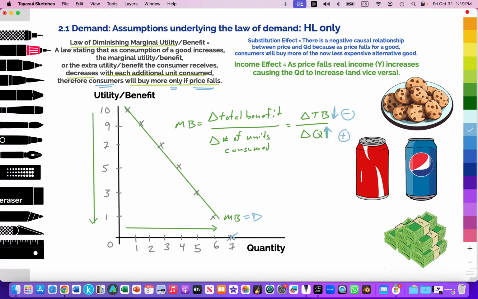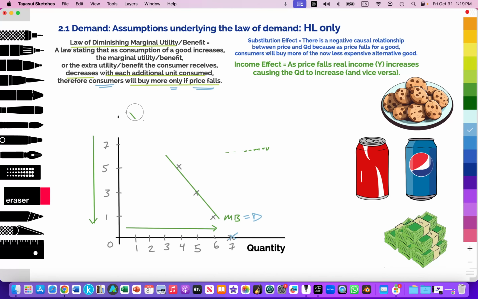So the law of diminishing marginal utility or benefit is underlying the demand curve. Okay, so higher level students don't necessarily need to draw this, but they need to be able to explain this, to define this law. Great, so now let's look at the substitution effect.